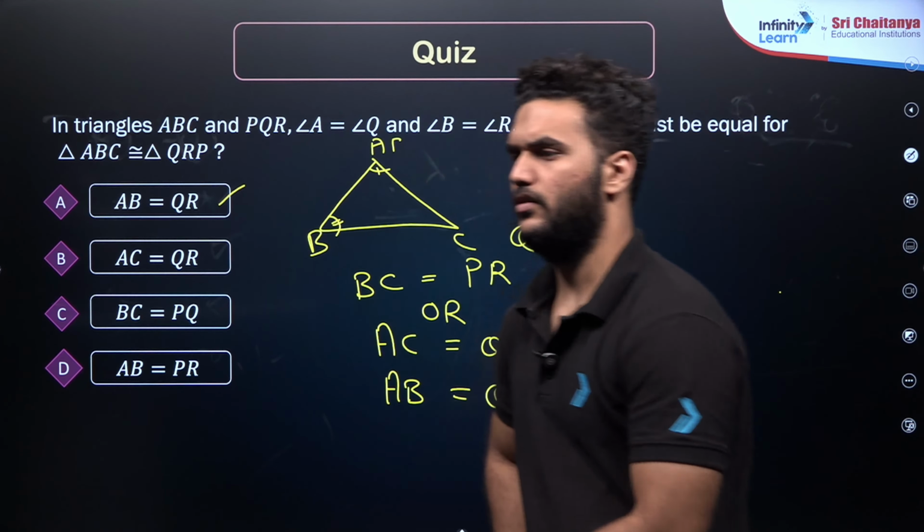This line is the altitude of the isosceles triangle. This line is equal to this line. This angle is equal to this angle. A, B, C, and this is D. Okay, AD bisects BC. How can I prove it?